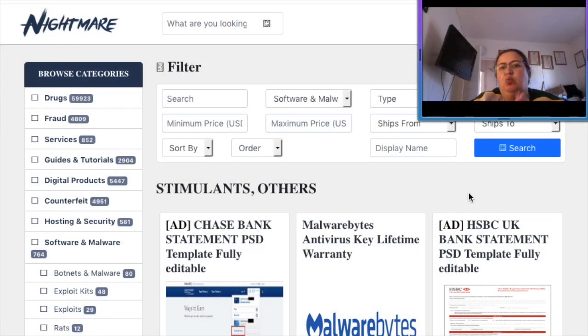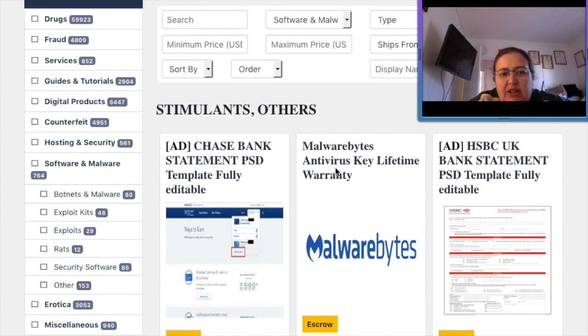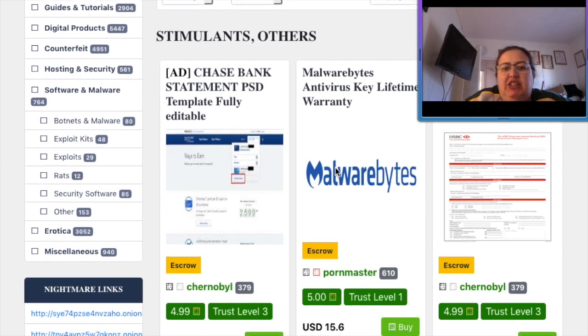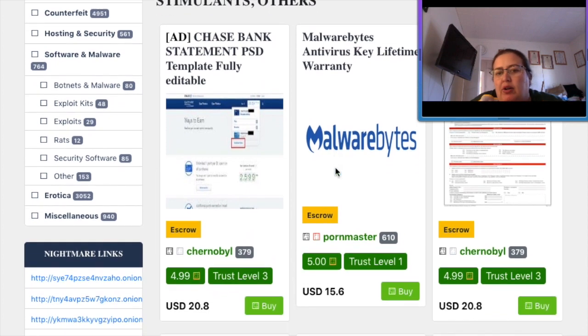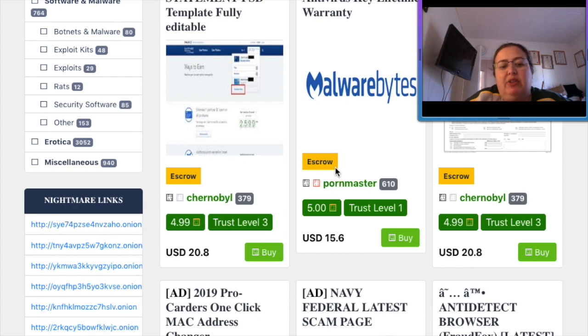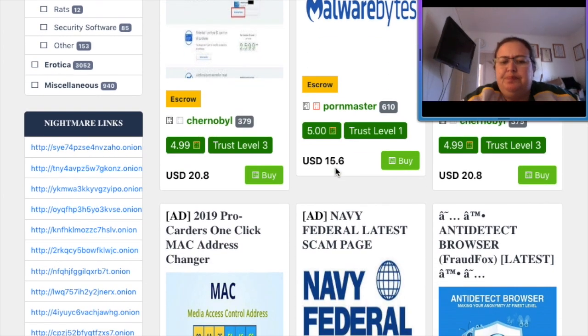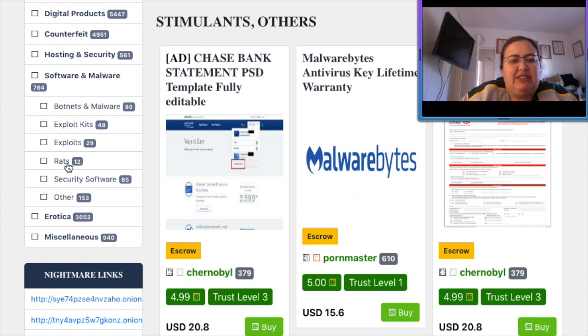Alright, so basically what we have here is called Nightmare, and it has all kinds of different things. Once again, we have our typical drugs. The Chase Bank malware bytes, which is basically where you could buy malware that you could use on other people, which, by the way, is extremely illegal. There's all kinds of different things. Let's see what this rats is.